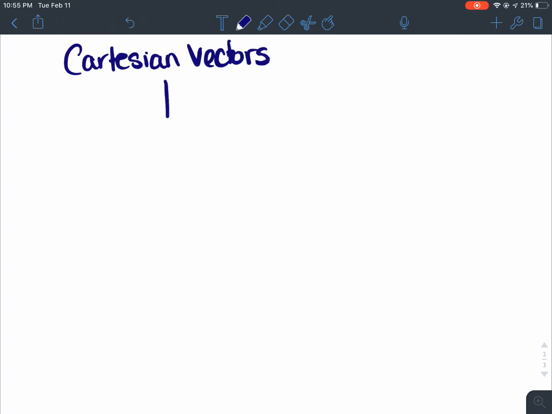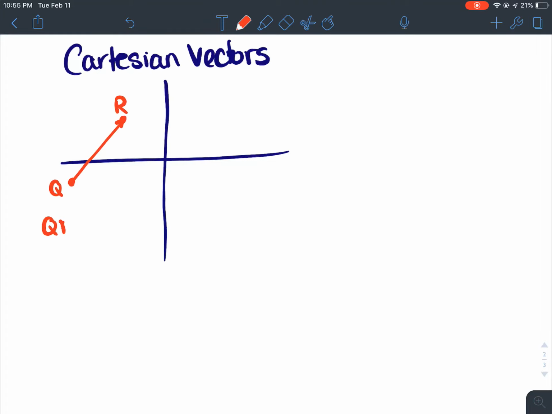So let's just make ourselves a little grid here. I'm not really worried about the terminology too much, but just wanted to give you a visual that sometimes your textbooks use, I noticed. If you have a vector like QR, for example, we call this a Cartesian vector, and we would call it vector QR. So that would be a Cartesian or algebraic vector.